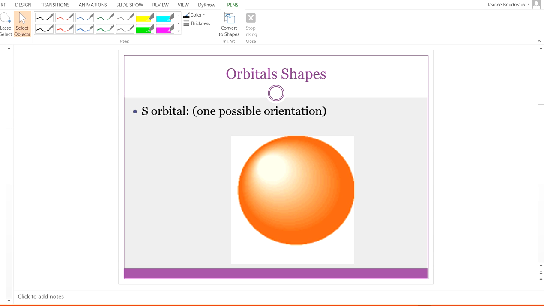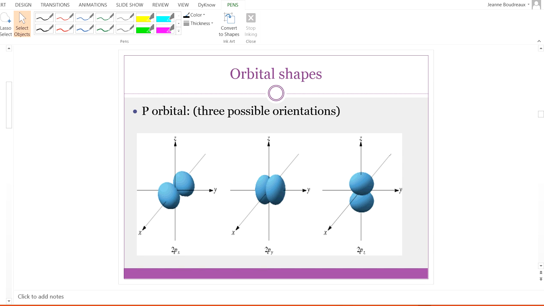So when we have an S-shaped orbital, it's basically circular. There is only one position for an S orbital. If you take a look, it's a round sphere. No matter which way you turn it, it looks the same. So there is one possible orientation. The p orbitals are our peanut or dumbbell shaped orbitals. There are 3 possible orientations. So again, if you take a peanut and you rotate it around an axis, you will get 3 different orientations. Orientation 1, orientation 2, orientation 3.